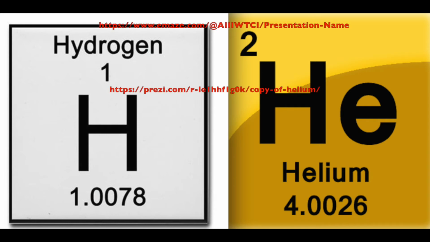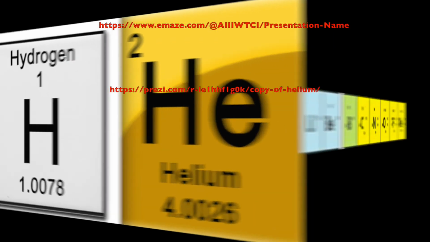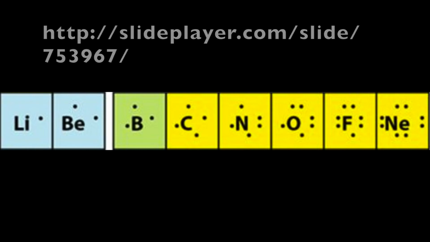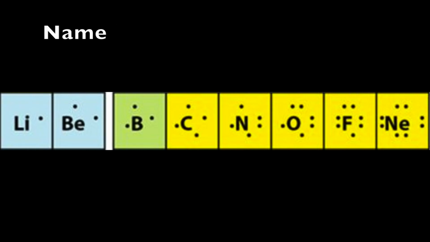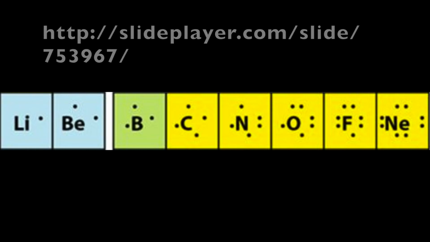Hydrogen and helium are the elements that have only one shell. The elements that have 2 shells are lithium, beryllium, boron, carbon, nitrogen, oxygen, fluorine, and neon. The elements that have 3 shells are sodium, magnesium, aluminium, silicon, phosphorus, sulfur, chlorine, and argon.